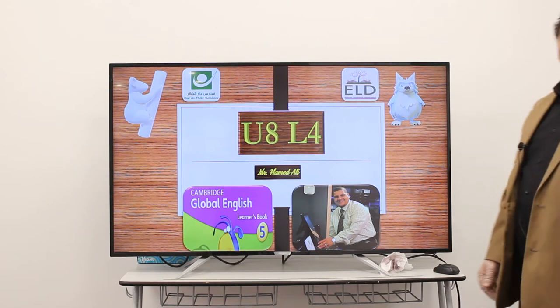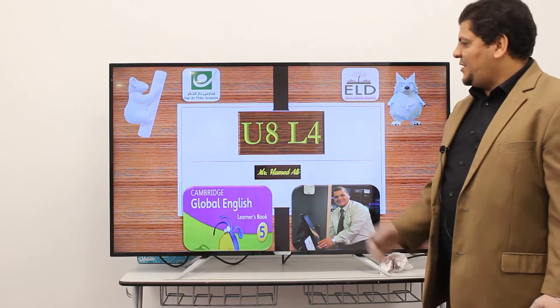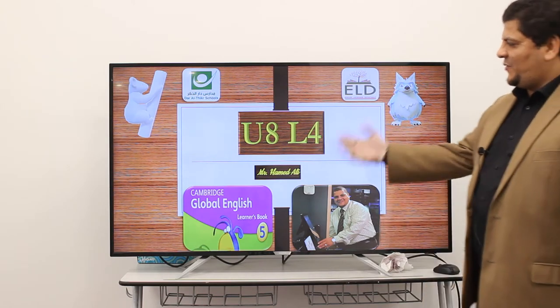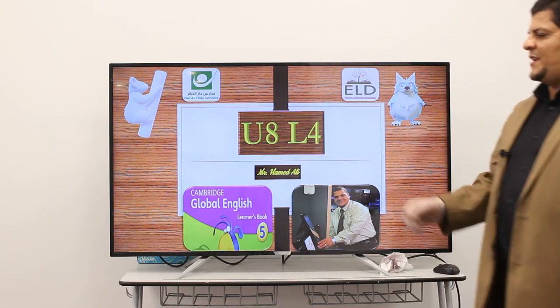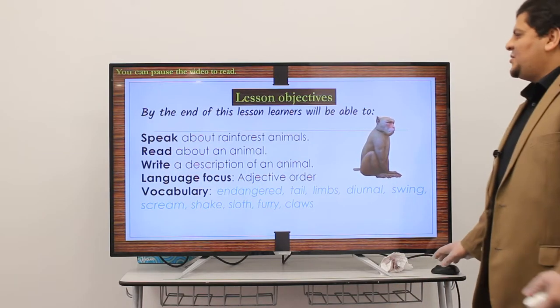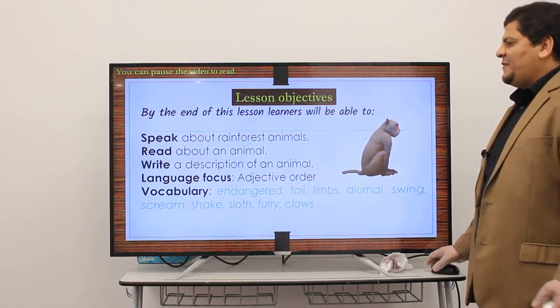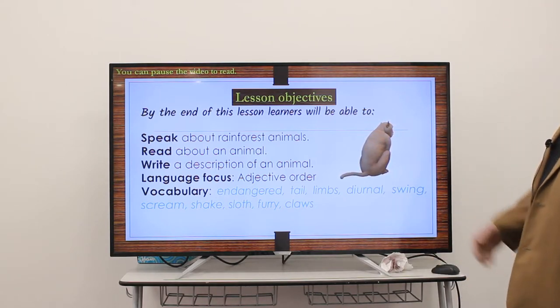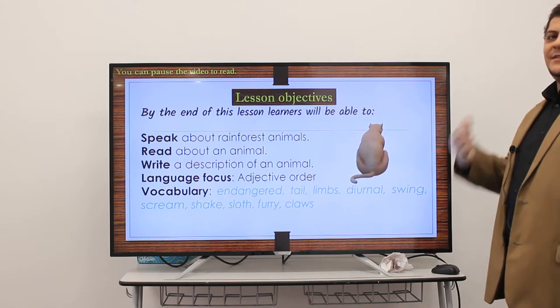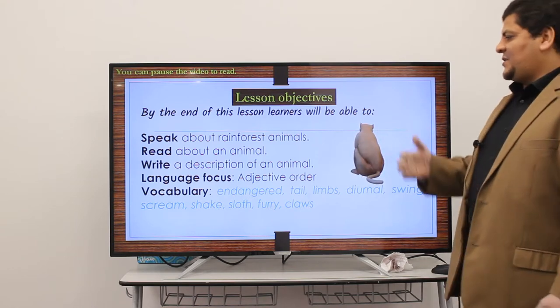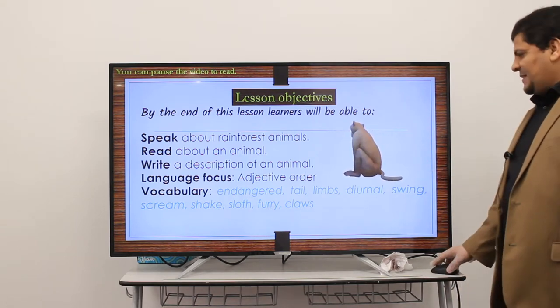So hello everybody, now we are back with Unit 8 Lesson 4, and I told you before that U is for Unit and L for Lesson. In this lesson, I hope that all of you will be able to speak about rainforest animals. You read about them, you are going to write a description of them, and we are going to get some grammar and some vocabulary.